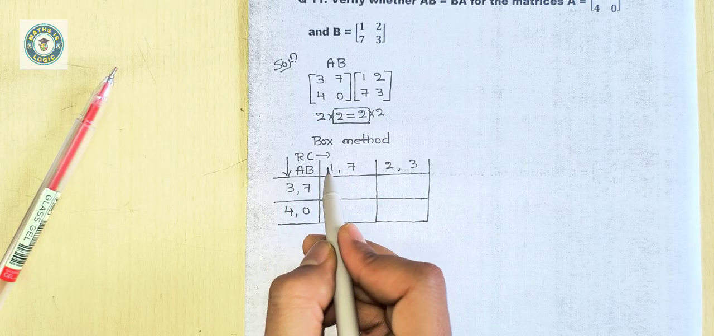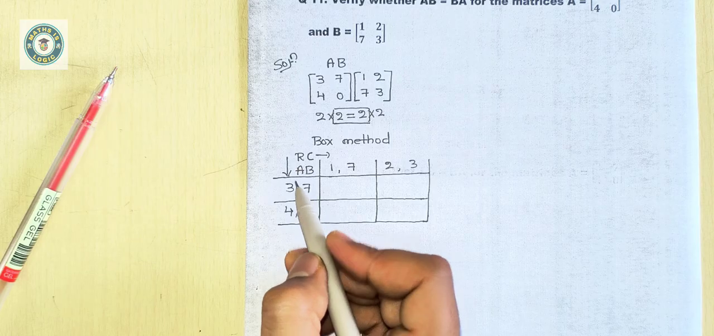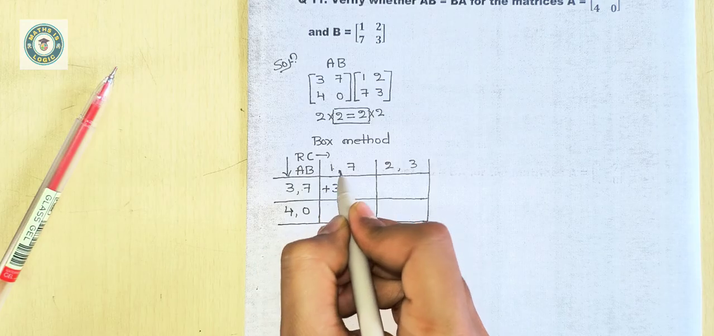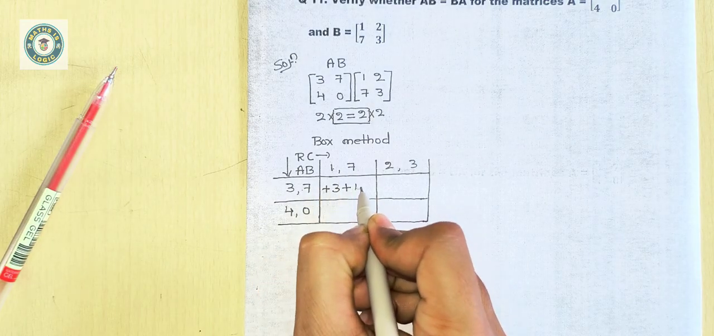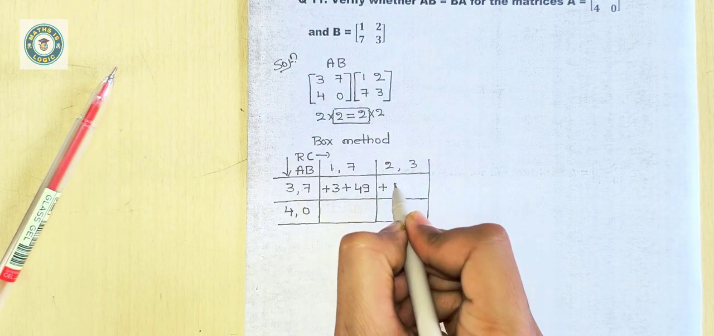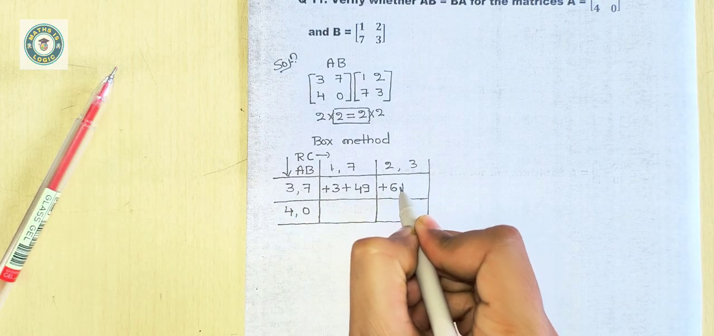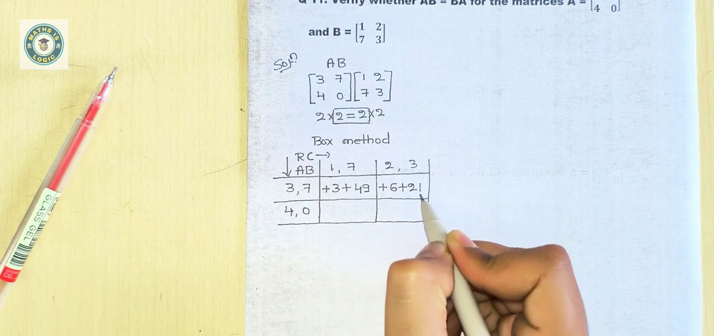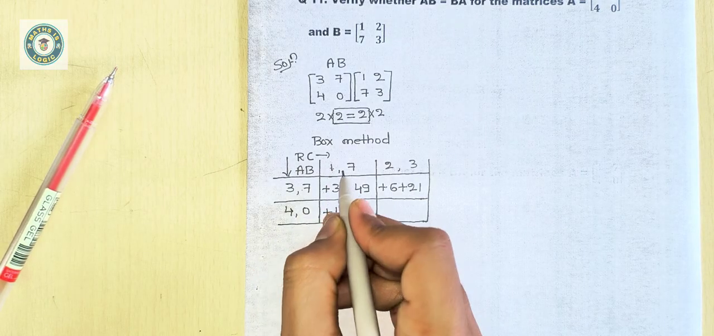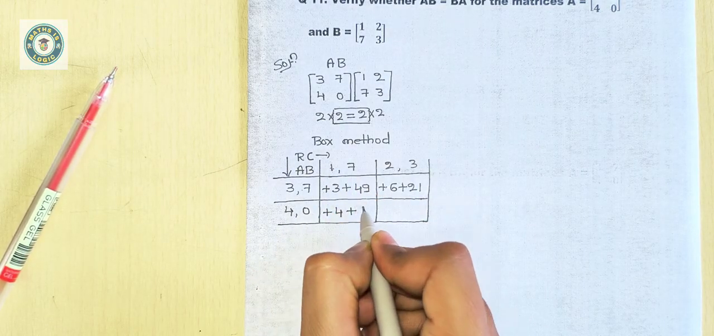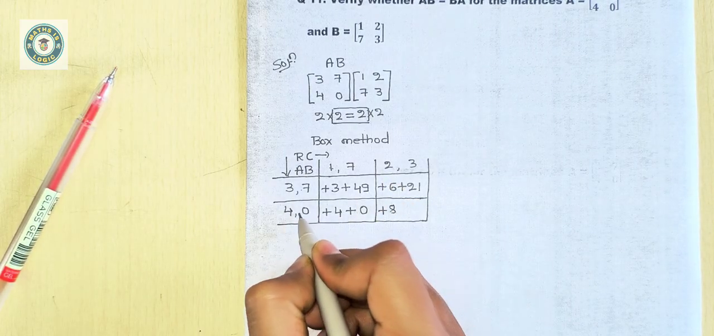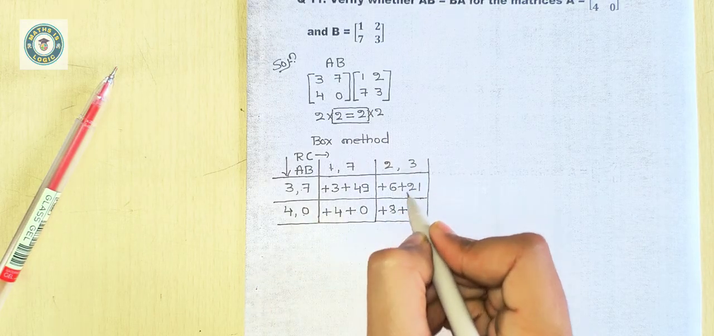First multiply the signs, next multiply the numbers. Plus into plus is plus, 3 into 1 is 3. Plus into plus is plus, 7 into 7 is 49. Plus into plus is plus, 3 into 2 is 6. Plus into plus is plus, 7 into 3 is 21. Plus into plus is plus, 4 into 1 is 4. Plus into plus is plus, 0 into 7 is 0. Plus into plus is plus, 4 into 2 is 8. Plus into plus is plus, 0 into 3 is 0.